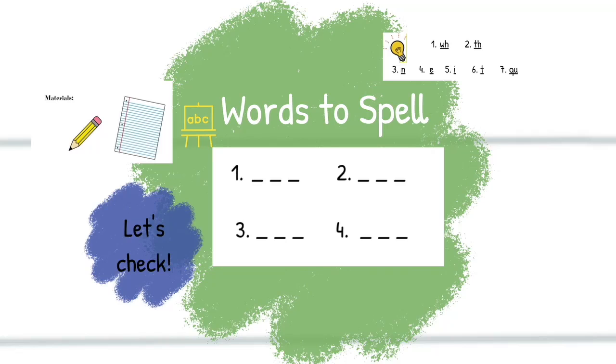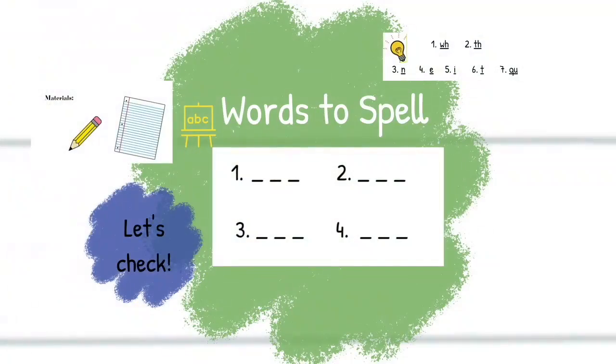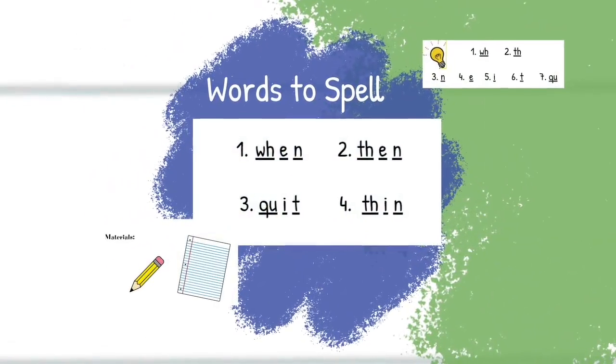The third word is quit. Repeat. Quit. Think about those sounds as you write it. Quit. And the last one here is thin. Thin. Repeat. Say the whole word. Thin. Now chop it up or stretch it out. All right, let's check your work.